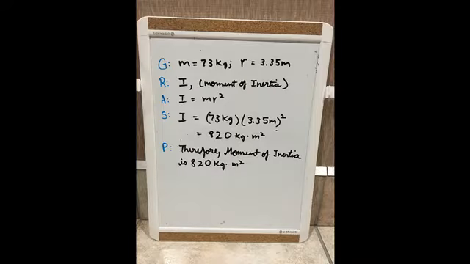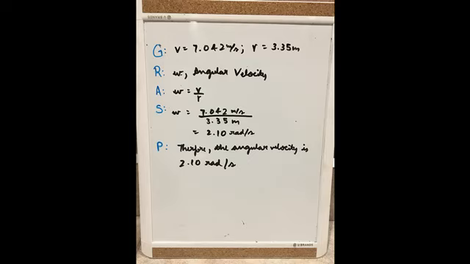For the moment of inertia, using the mass 73 kilograms and the radius of 3.35 meters and the given formula, the moment of inertia of the diver is 820 kilogram meter square. To find the angular velocity, using the velocity of 7.042 meters per second and the radius of 3.35 meters and this given formula, the angular velocity of the diver is 2.10 radians per second.